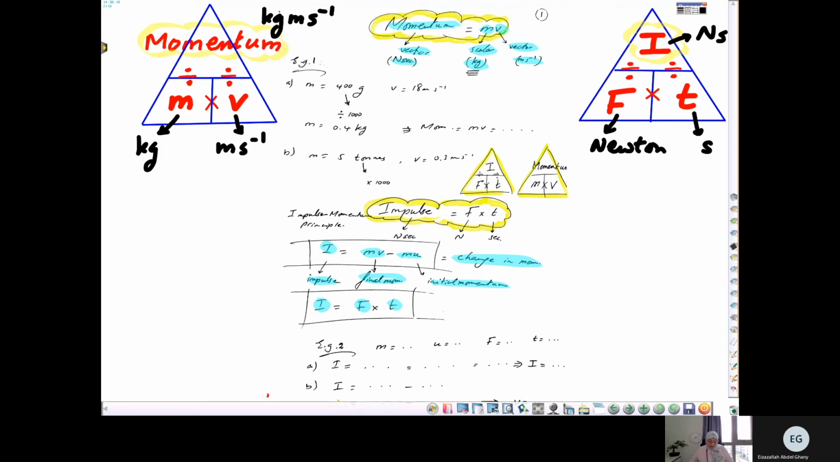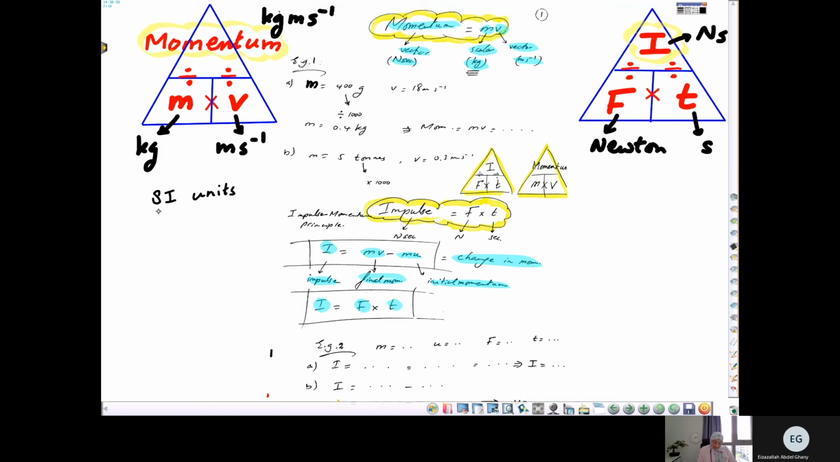Now let's have some examples on this issue. The first example: find the magnitude of the momentum of the cricket ball of mass 400 grams moving at 18 meters per second. If the mass is 400 grams, it should be converted. Why? Because remember, we are dealing with SI units. What are the SI units? It stands for Système International. It's a French word, which is the International System of Units.